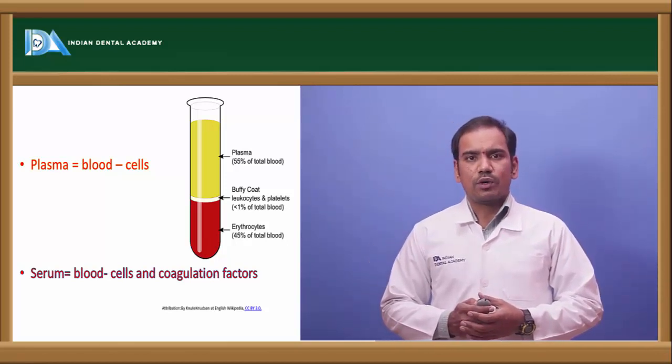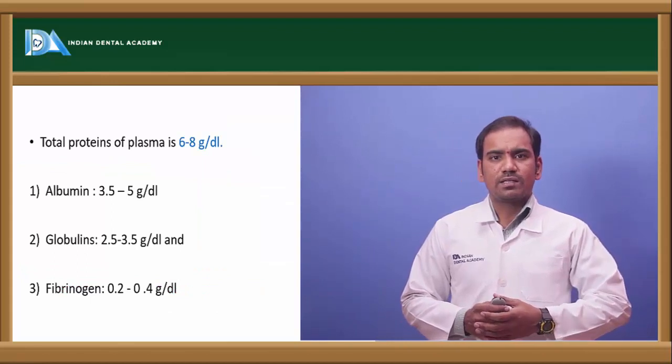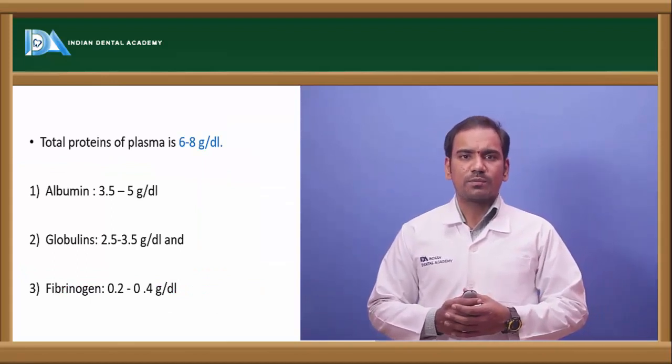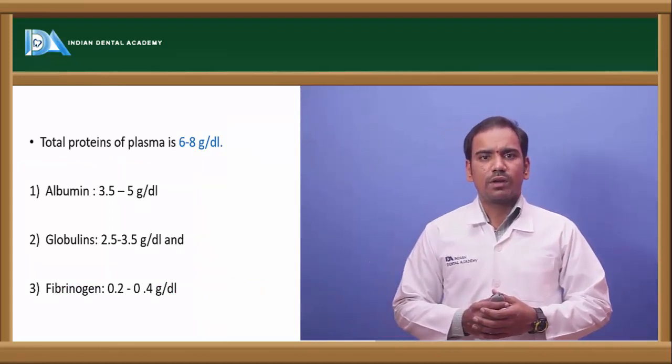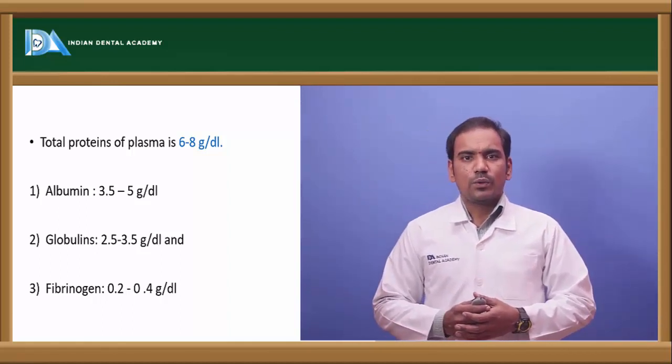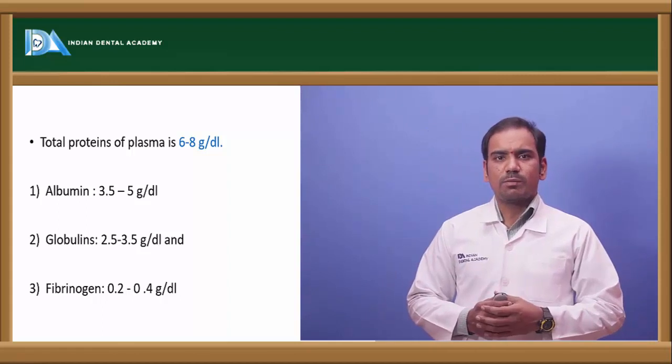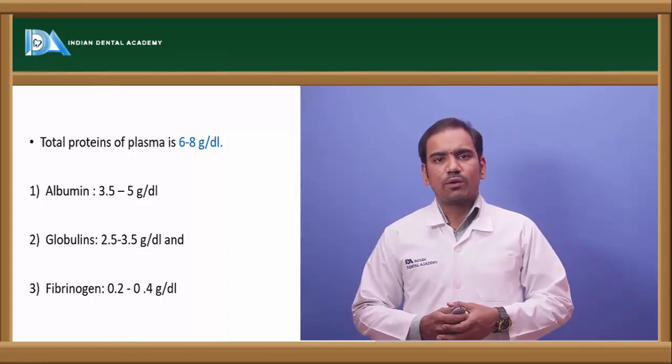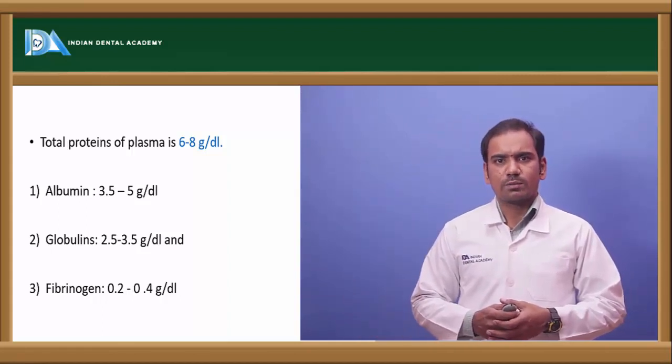In plasma you have proteins, and their concentration together we call the total plasma protein concentration, and its normal range is 6 to 8 grams per deciliter. Right? So in this we have different proteins. The major plasma protein is albumin, and it accounts for 3.5 to 5 grams per deciliter.